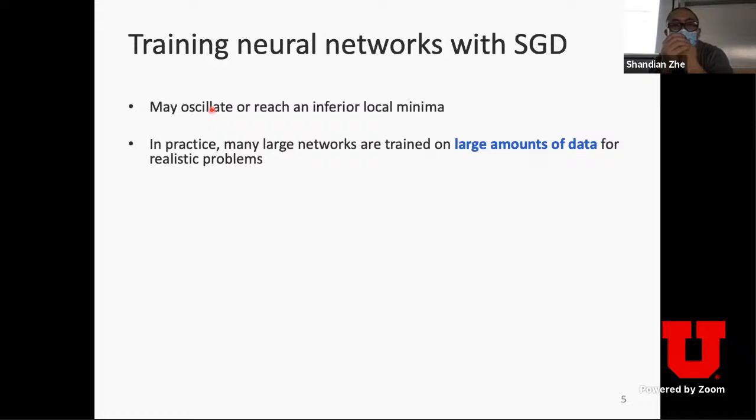Okay, so let us first talk about the issue of using stochastic gradient descent, SGD, to train neural nets, right? We know that the reason we choose SGD is because of efficiency. We don't want to calculate the exact gradient. Why? It'll take too long. Okay, so be more specific.